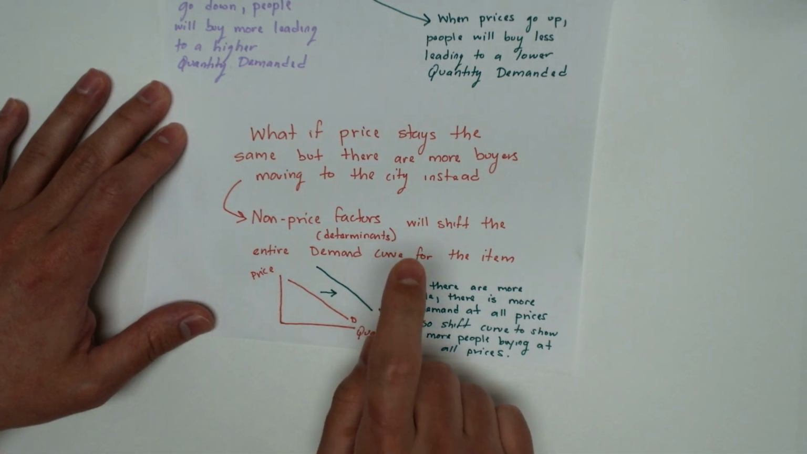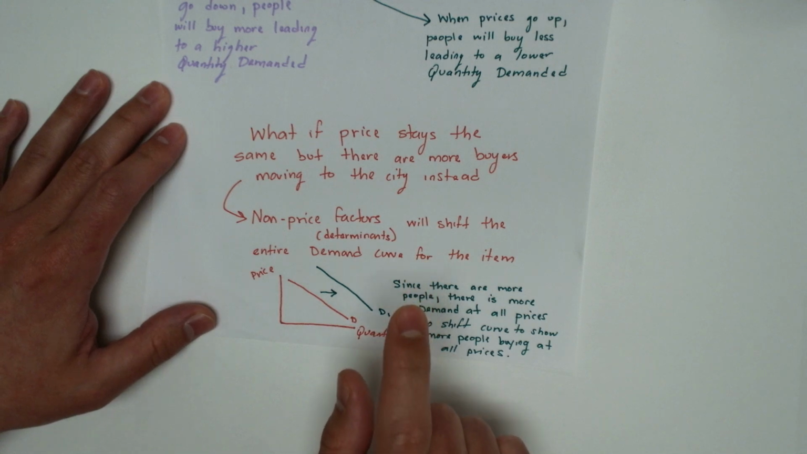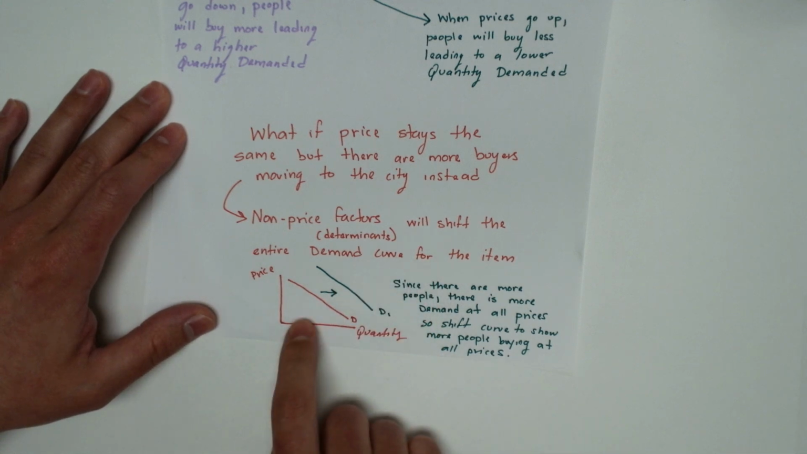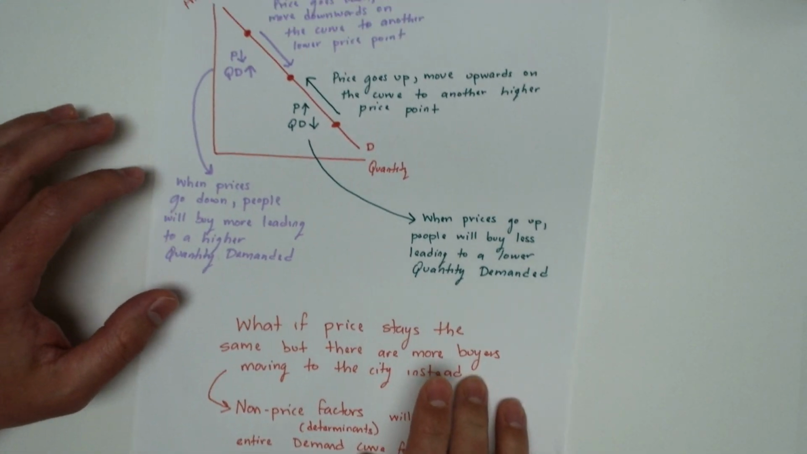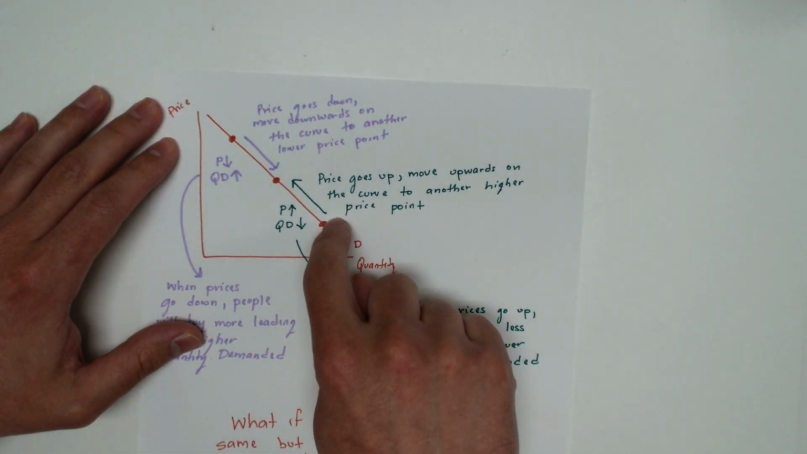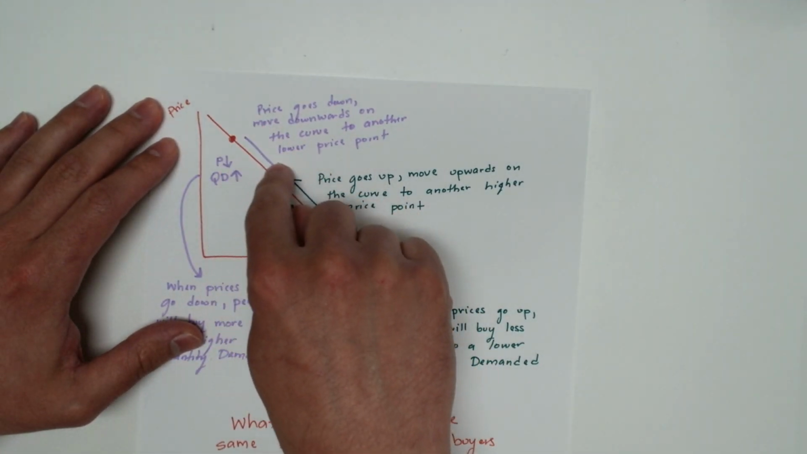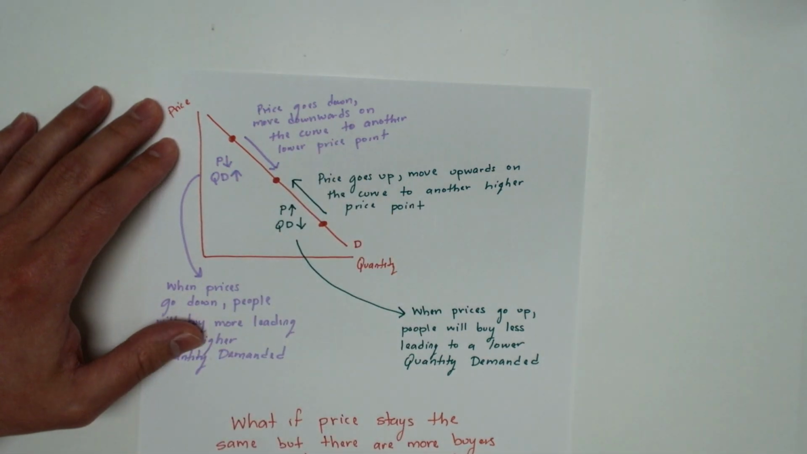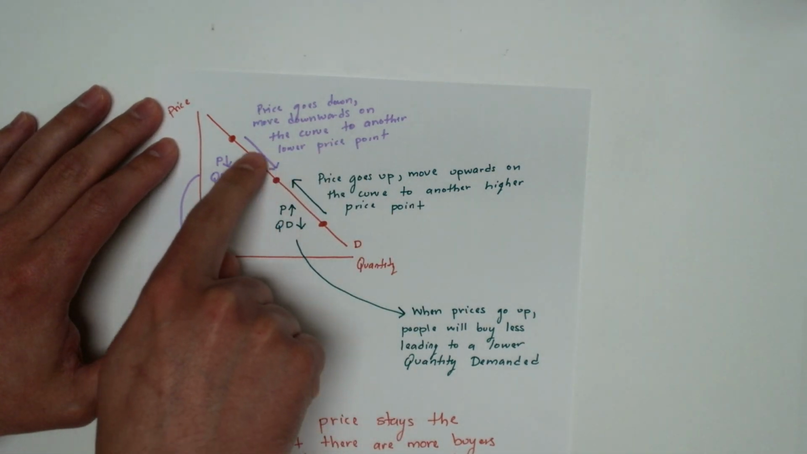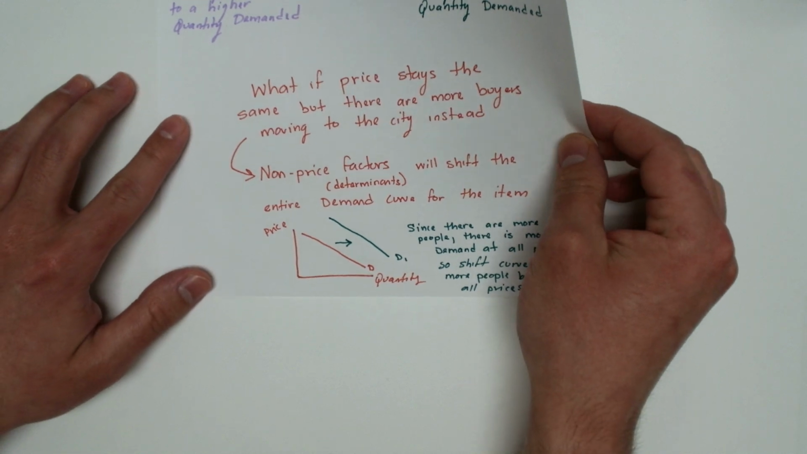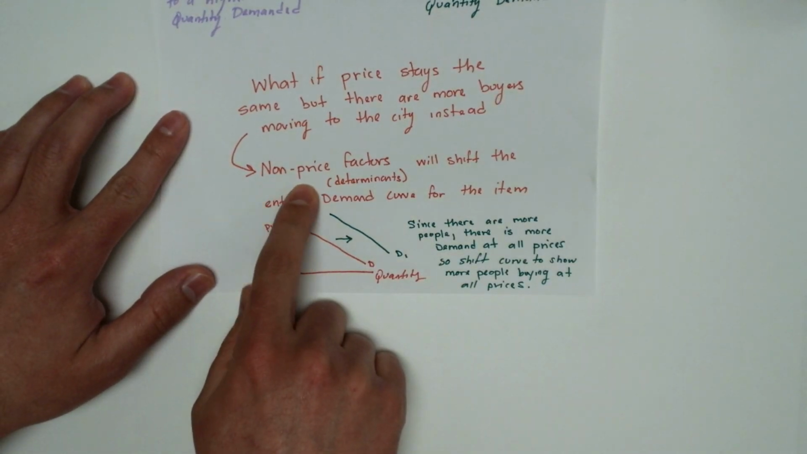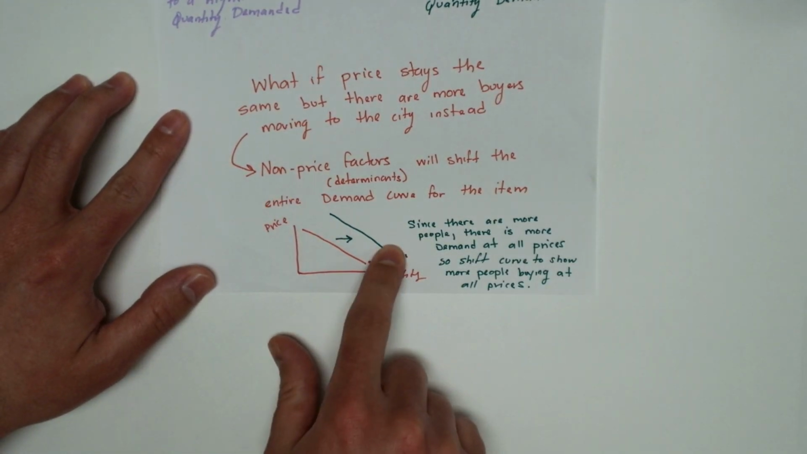So when there's more people, when there's not a change in the price, but a change in something else like more people, you're going to shift the entire curve. But if it's a change in the price of a product itself, you're just going to move upwards or downwards on the existing demand curve. So price moves up and down the curve, whereas non-price factors are going to shift the curve.